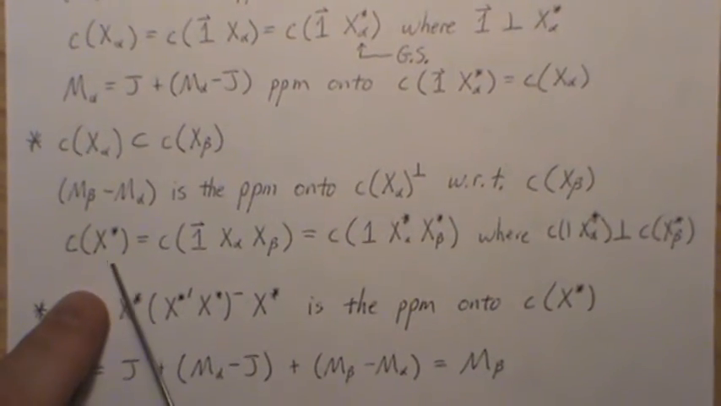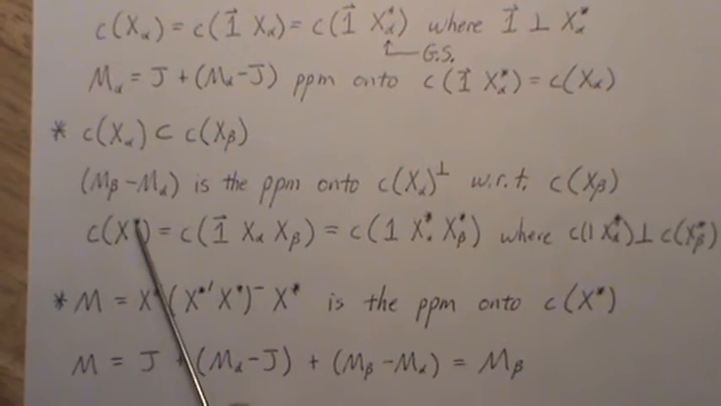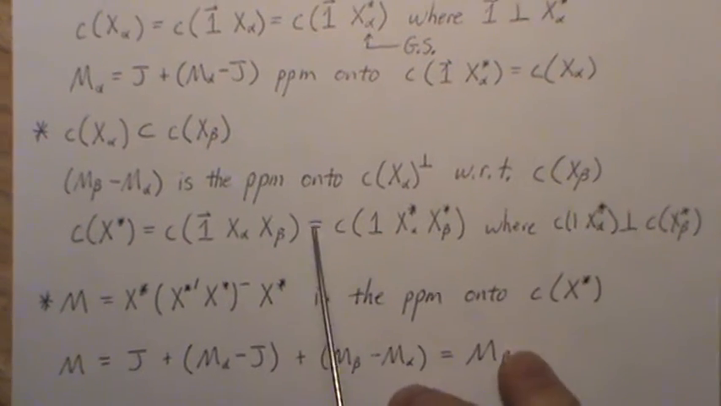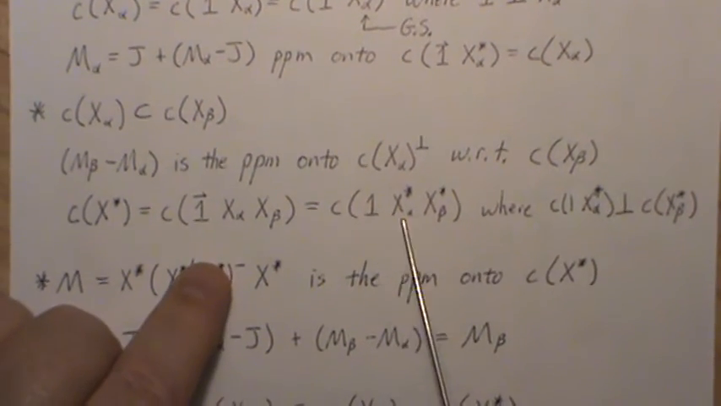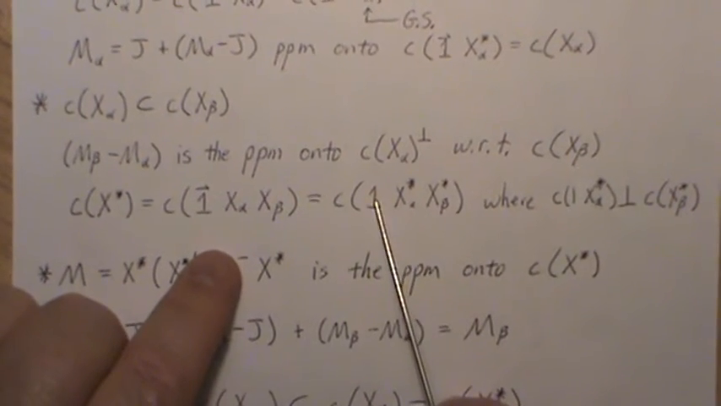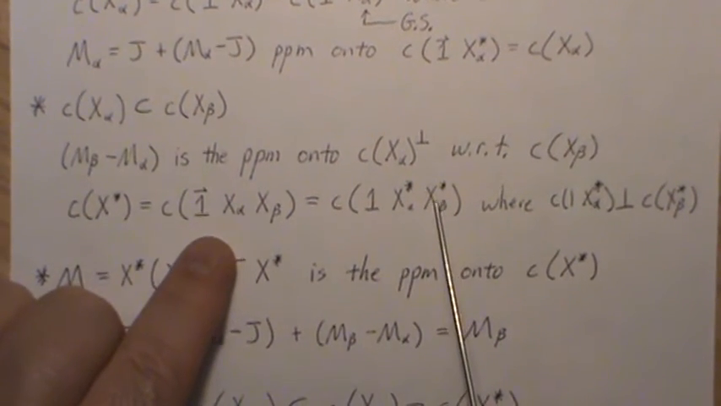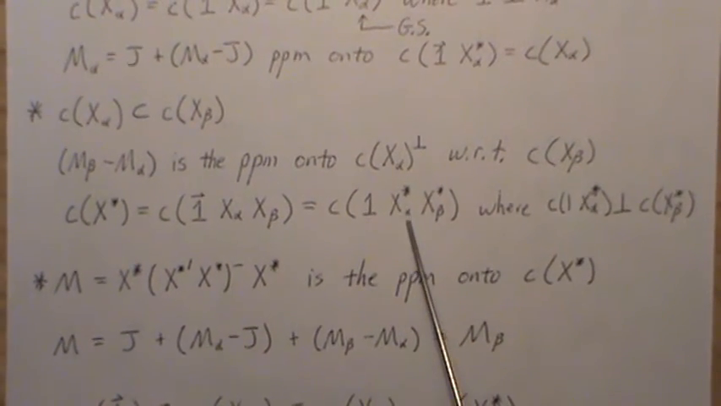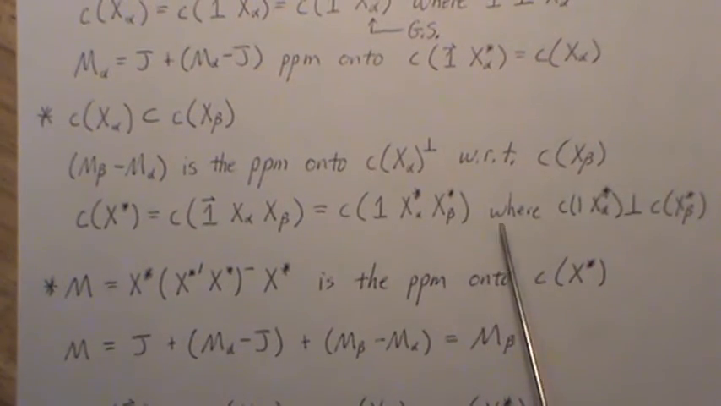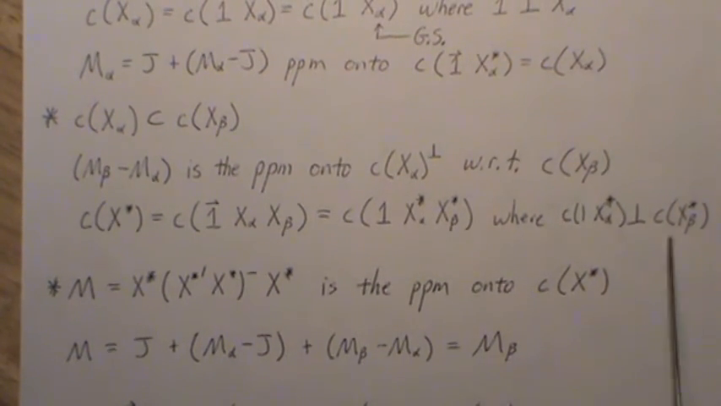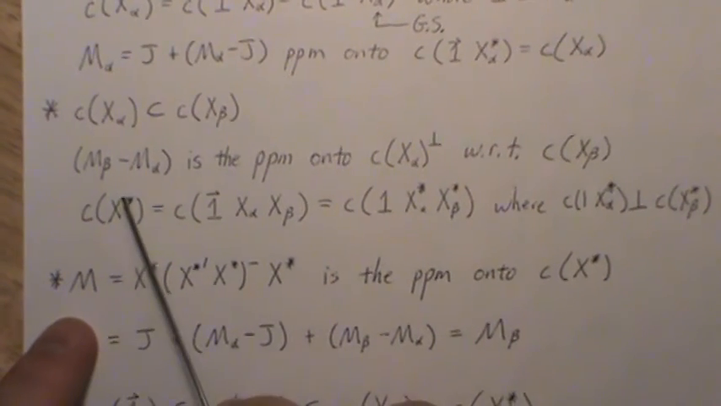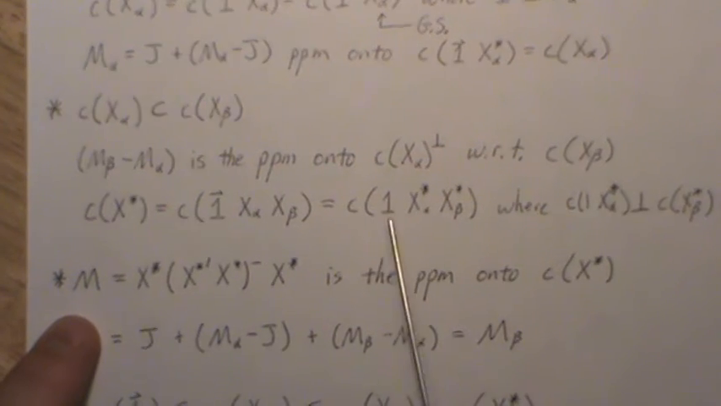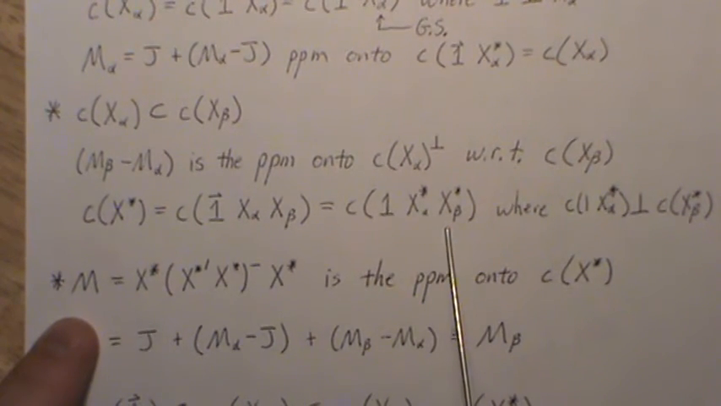So if we look at the whole column space, the column space of X star, we partition it, this is what X star is. Then we use the Gram-Schmidt theorem to make these columns orthogonal to 1, and then we make X beta orthogonal to 1, and then by default we kind of get that it's orthogonal to X alpha star. And so all these subspaces are orthogonal. So the perpendicular projection matrix onto this column space of X star is actually the addition of those 3 perpendicular projection matrices.